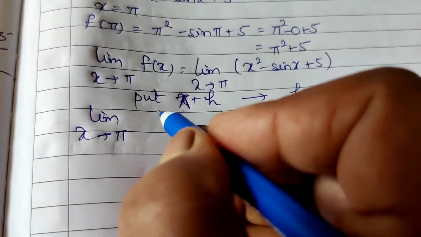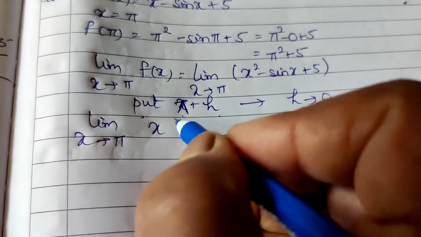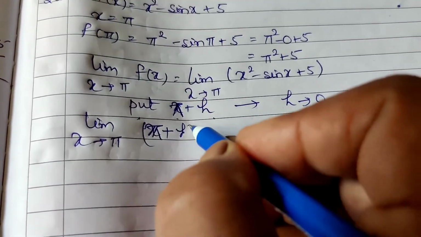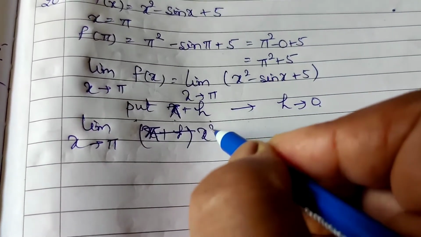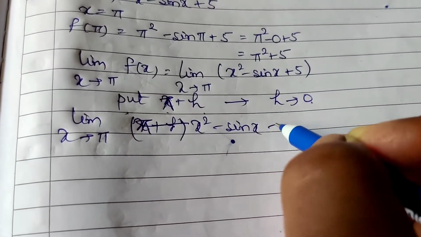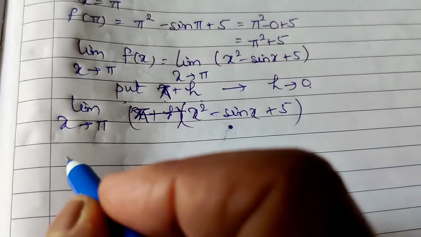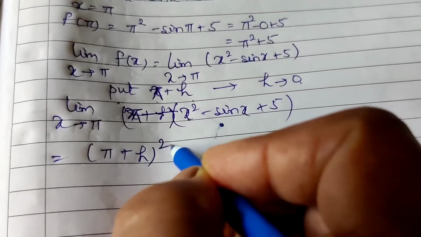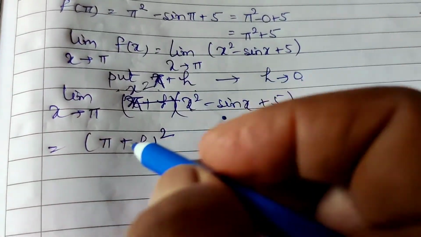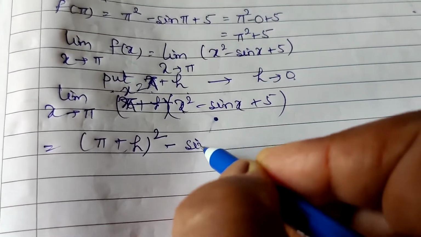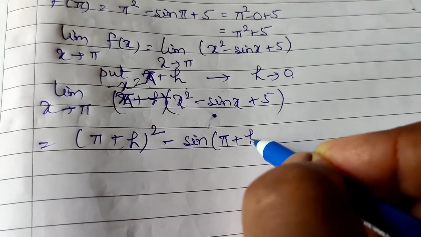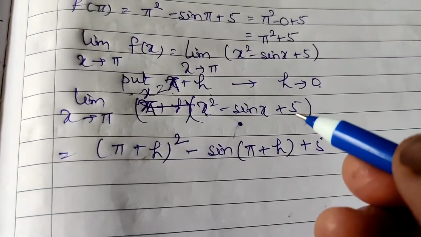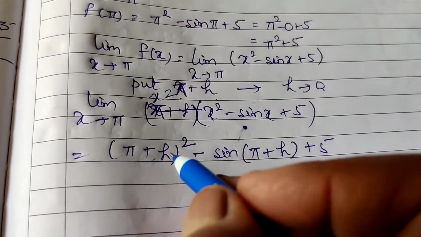The function is this. Now x square means pi plus h whole square, minus sin of pi plus h, plus 5. Now solve, h tends to 0.